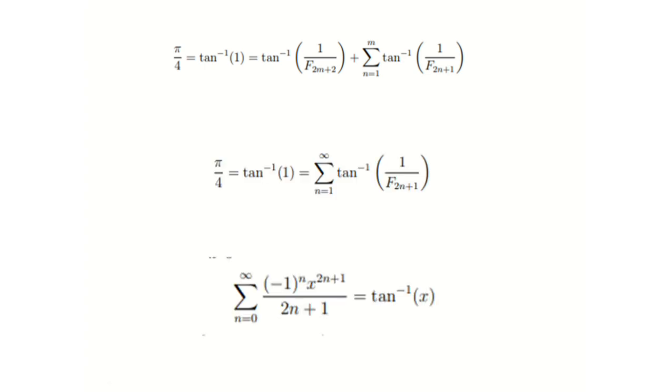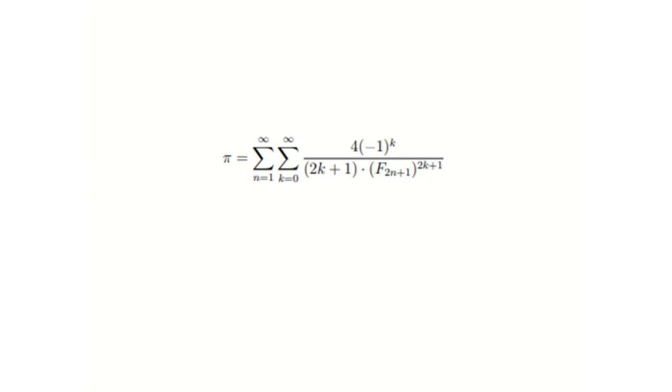And now we know that there is a famous infinite series expansion of tan inverse x. And now if I use this series expansion in our original formula, you will get pi is equal to the summation n from 1 to infinity, summation k from 0 to infinity, of 4 times (minus 1) to the power k divided by (2k plus 1) times f of 2n plus 1 to the power 2k plus 1. So here is the method to calculate pi using Fibonacci numbers.